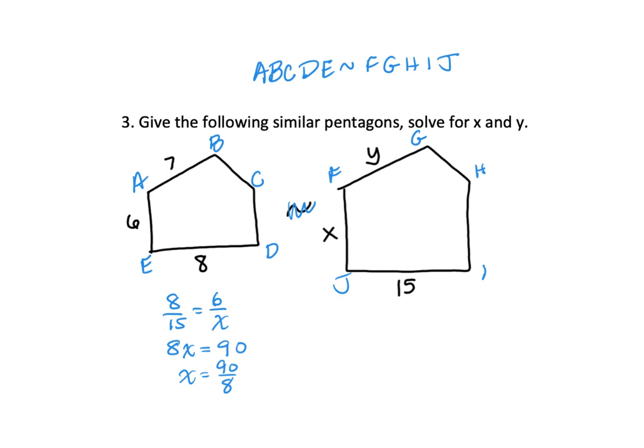Now, next, let's compare 8 over 15, except this time I'd like to solve for Y. And AB corresponds with FG. So 7 over Y. Again, we're going to solve for Y by cross multiplying. 7 times 15 is 105. Divide both sides by 8. You will get 105 over 8, and that's what Y is, and neither of those fractions simplify. So when you know you have similar polygons, you can use that similarity to solve for missing side lengths.